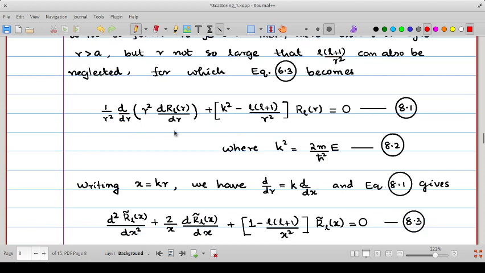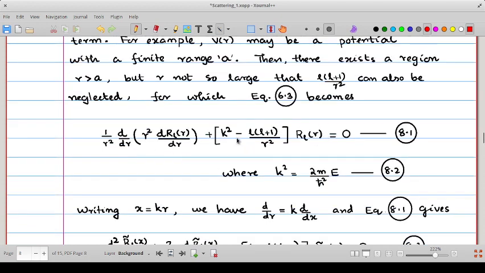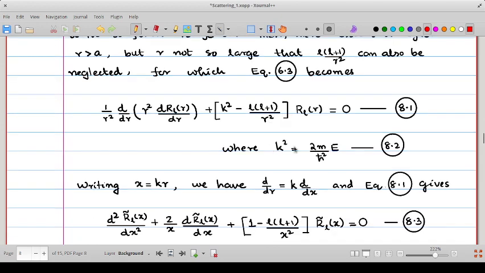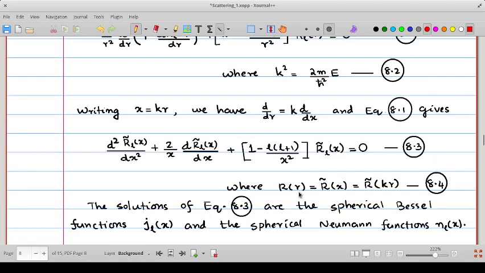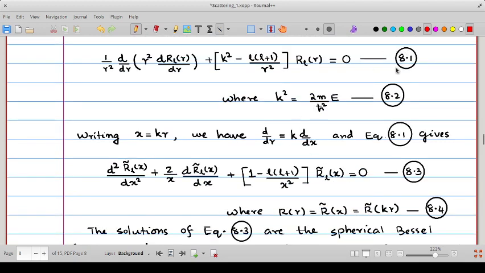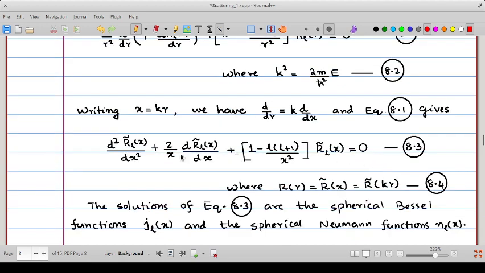In that case, the radial part of the Schrodinger equation has the following form, with the l(l+1)/r² term retained. Now using a variable transformation, x = kr, and writing R(r) as R̃(x), since x = kr, we can write it as R̃(kr). This equation now gets transformed to this equation.